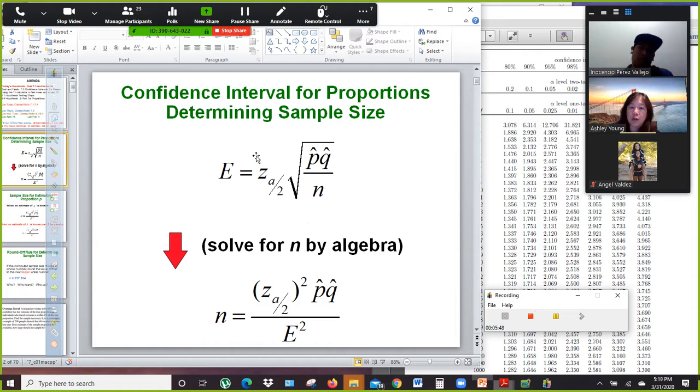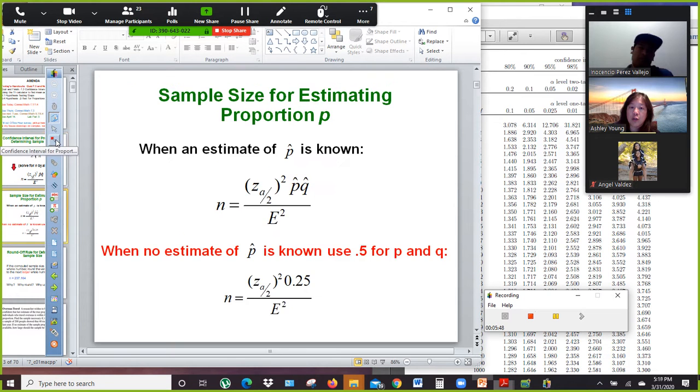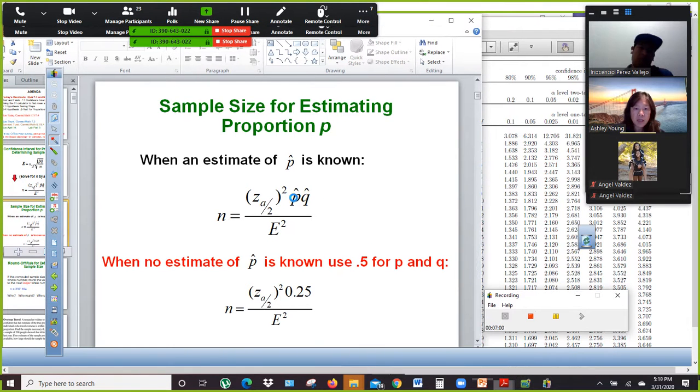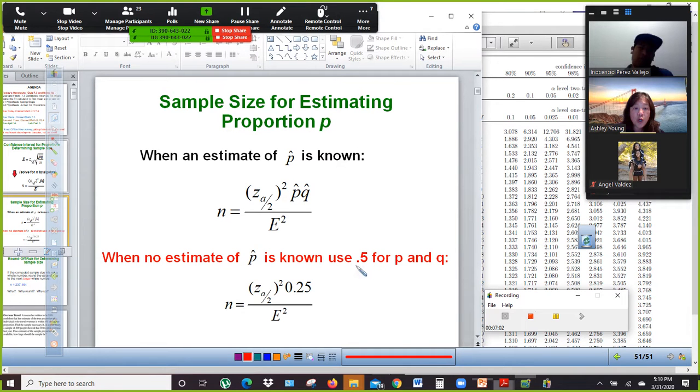So if I square both sides of this equation, then multiply both sides by N and divide both sides by E squared, I get this down here. So that's the one you want to use. Again, if you have an estimate of P hat, you just use this one. If you don't know what P hat might be, then you just use the worst case scenario, 0.5, 50-50 for P and Q. So 0.5 and 0.5 for P and Q. You just plug it into here, and you'd end up getting this down here.